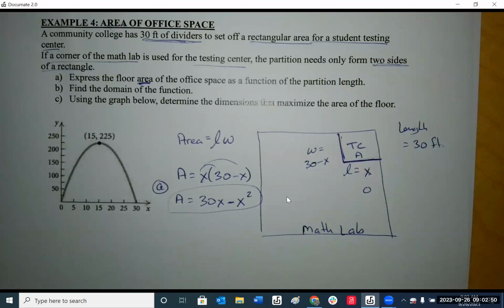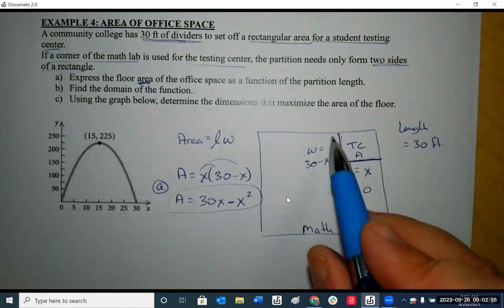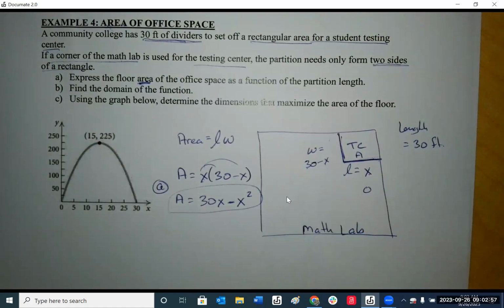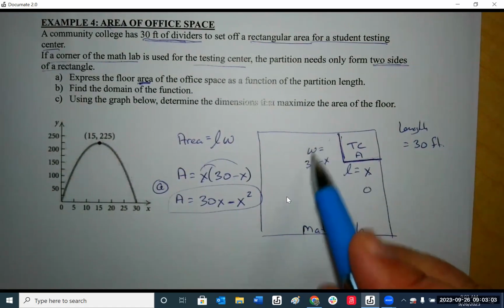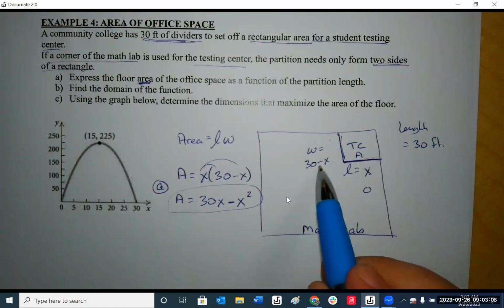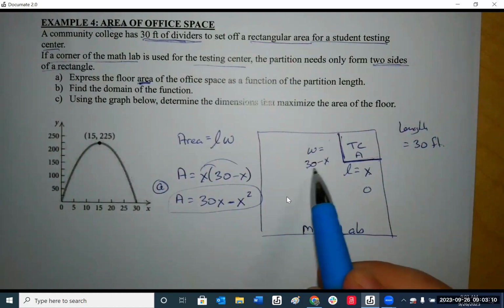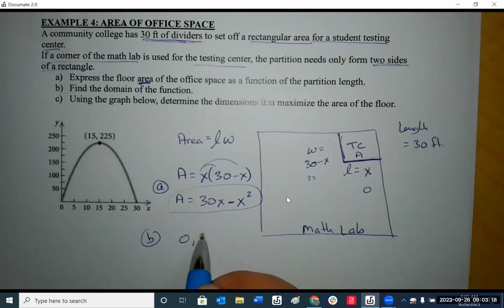Zero. It could be against the wall. If this one's zero, what's this one then? If X is zero, what is this side? 30 minus X. If X is zero, it's going to be 30. So that's your domain. Your domain has to be between 0 and 30.